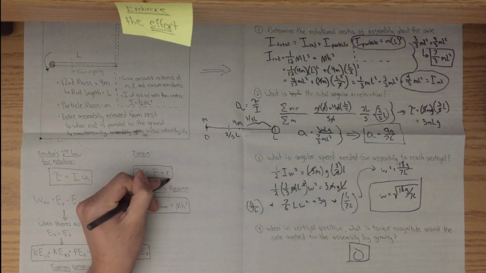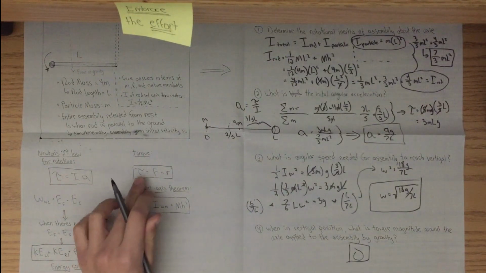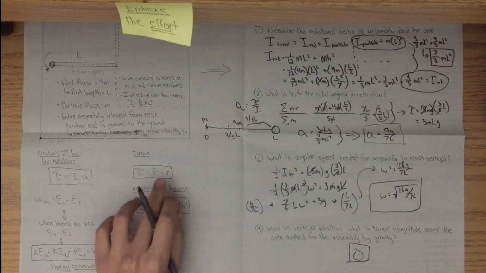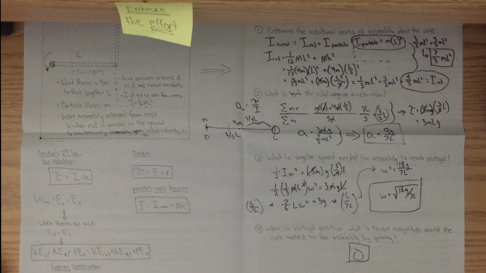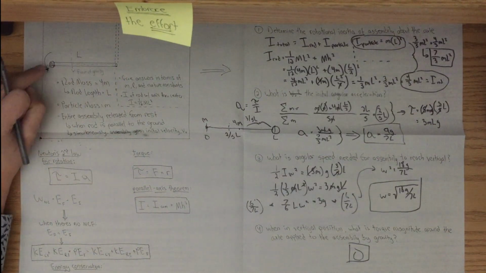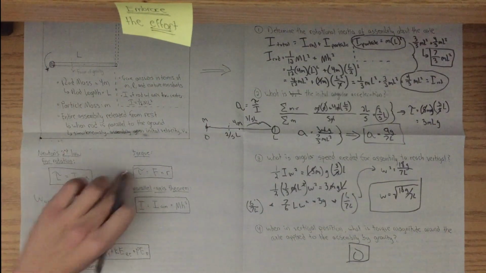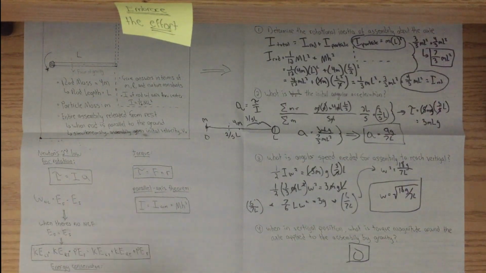That is the R in this torque equation. Torque equals force times R, or force times the distance of the moment arm. And what is the force? It's gravity. And gravity here is going to be dictated by the total mass of our assembly, which is 5m. It's 4m of the rod plus the m of our particle. So that's torque.